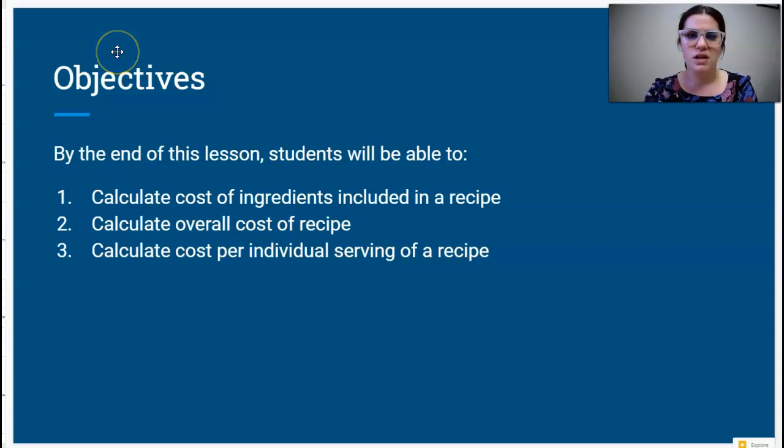So the purpose of this lesson is for you to learn how to calculate the cost of ingredients that are included in a recipe, calculate the overall cost of a recipe, and then we're going to talk about calculating the cost per individual serving of a recipe as well.